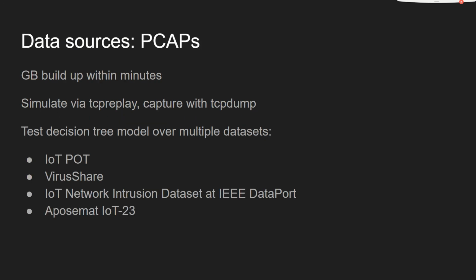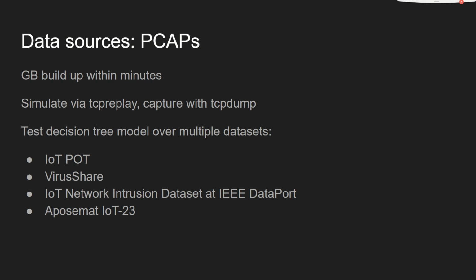Data sources in general are packet capture files, these PCAPs. They can be simulated with a tool called TCP replay, and they can be captured with tools like tcpdump or Wireshark, which is the point and click packet capture program, and then its command line version is T-Shark. I would like to test one of these decision tree models over multiple data sets.